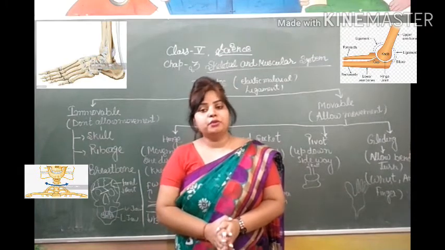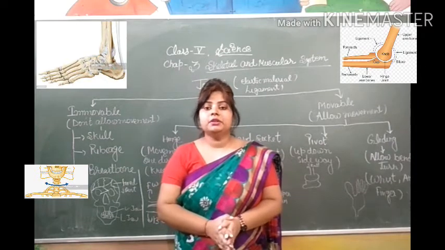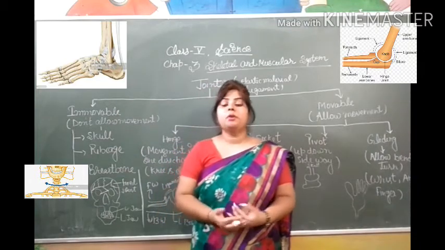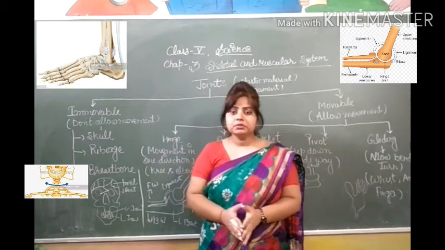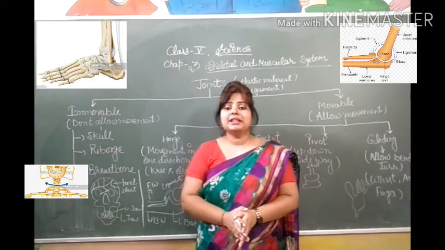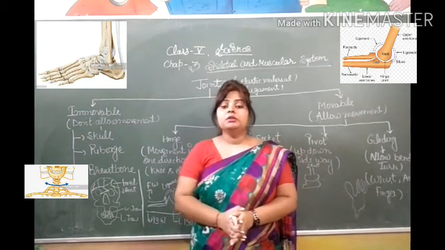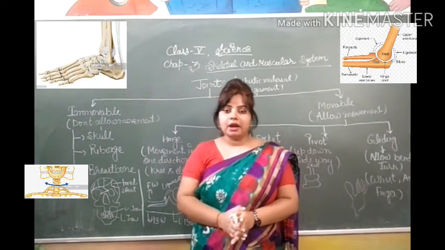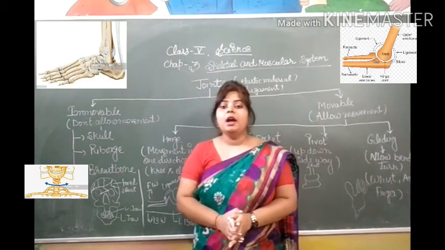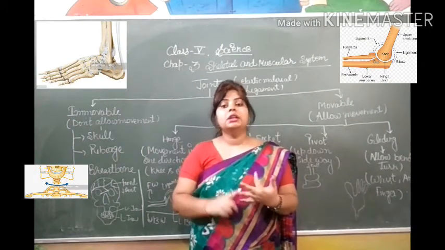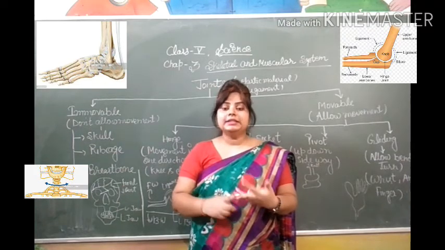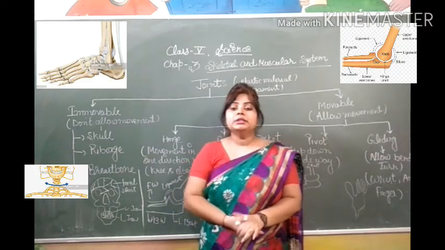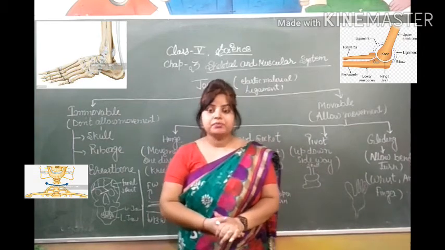This is your second lecture of the book and the second lecture of Chapter 3. Today I start with the topic joints. In my previous class I explained the parts of the skeletal system. Our skeletal system has ribs, limbs, rib cage, skull and backbone. Now today's topic is joints.